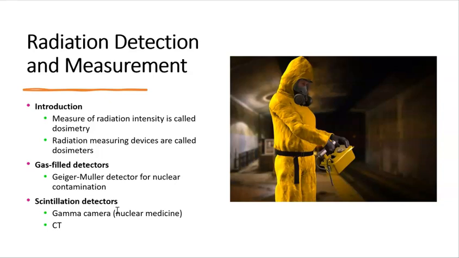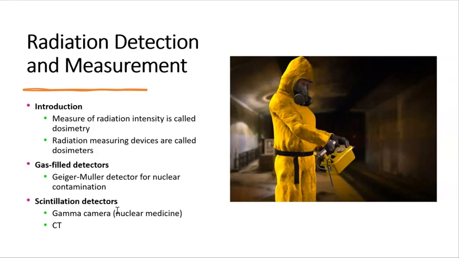Okay, let's talk about the different ways that we measure the radiation. So measure of radiation intensity is called dosimetry. That's what we use to measure the occupational dose which you receive, right? So radiation measuring devices are used to ensure that you are protected, okay?